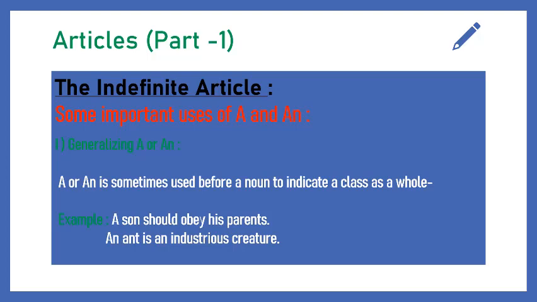Number 1. Generalizing a or an. A or an is sometimes used before a noun to indicate a class as a whole. For example, a son should obey his parents. An ant is an industrious creature.